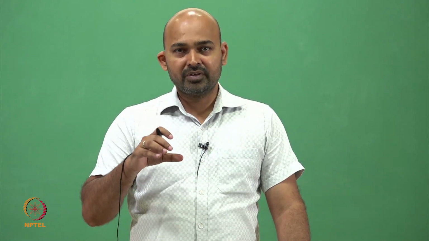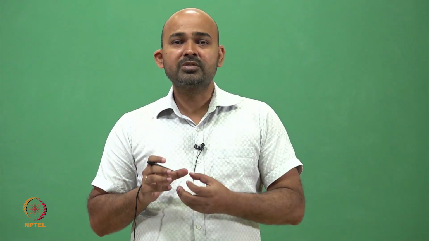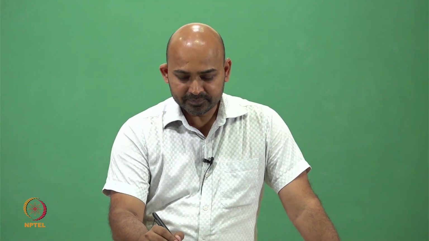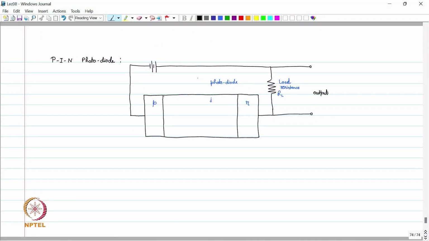So this intrinsic region, which has a very high electric field within itself, is now exposed to the photons. The photon comes in. So what happens? Let's see. We receive a photon here.